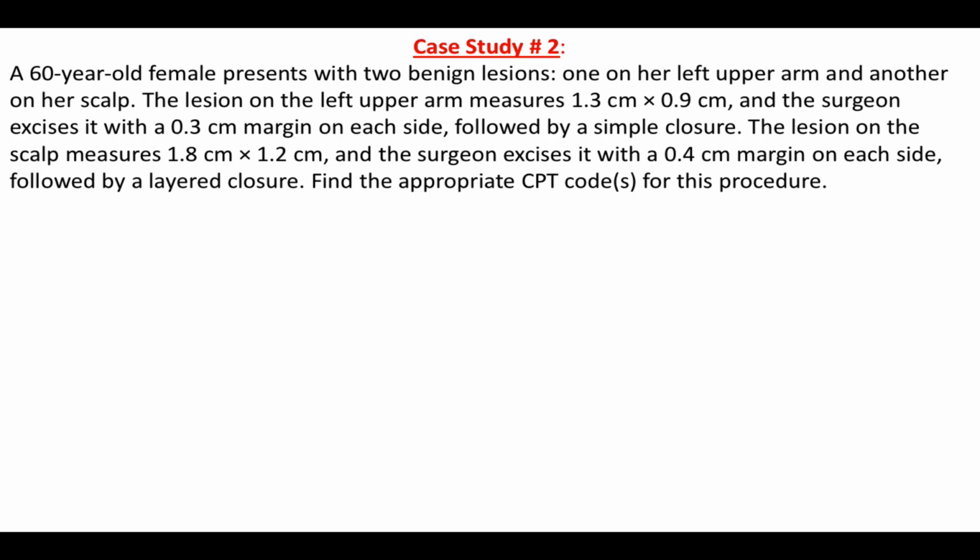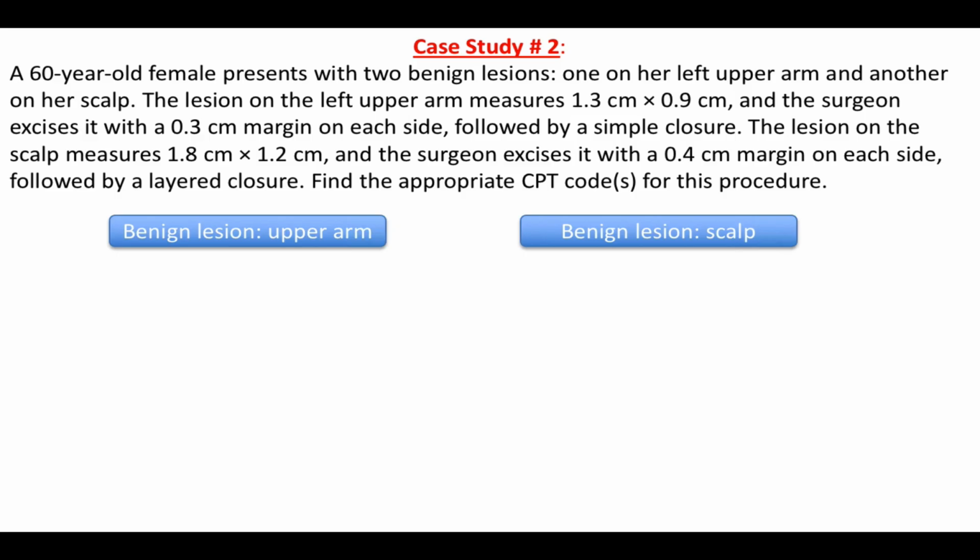Assuming you already coded this yourself, let's see how you did. Your first step is to identify the type of lesion. We have two lesions, both benign, one on her left upper arm and the other on her scalp. Your next step is to calculate the total excised diameter for each lesion.